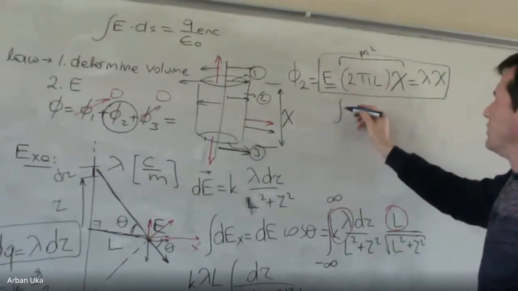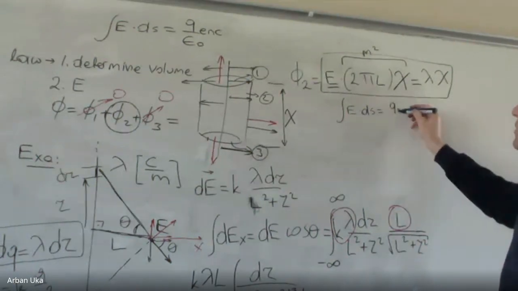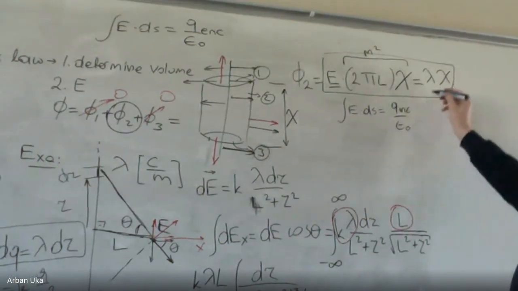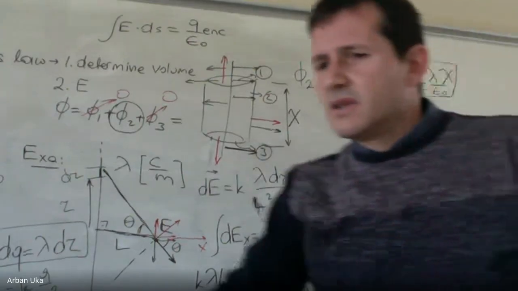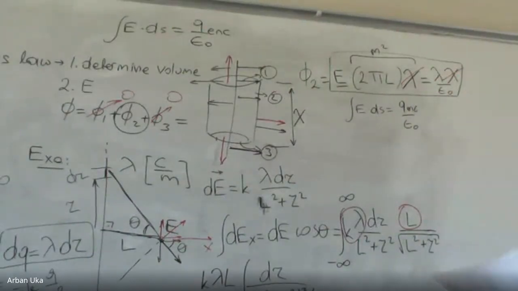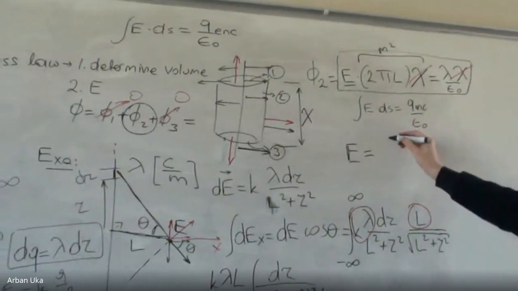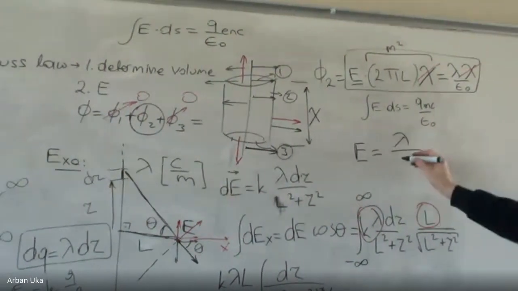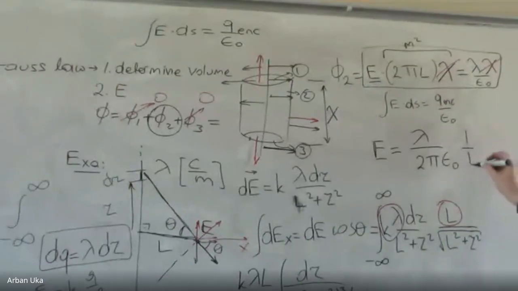Because Gauss's Law states that E times A is equal to Q enclosed over epsilon 0. Sorry, I forgot the epsilon 0 here. So in this case, we just cancel out similar terms, and we are left with the electric field equal to lambda over 2 pi epsilon 0, times 1 over L.